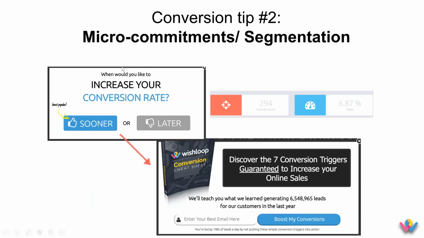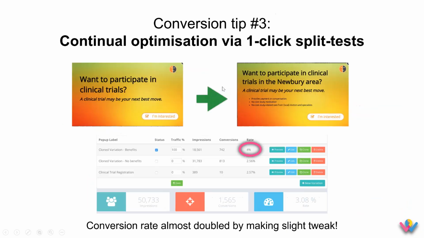Number 2 is going to be micro commitment segmentation. As we saw with that little pop-up that we had, when somebody made that little micro commitment, we ended up seeing a much higher conversion into an email capture. So that's huge. Definitely take advantage of that. Write that down. And conversion tip number 3, using split testing and continual optimization.